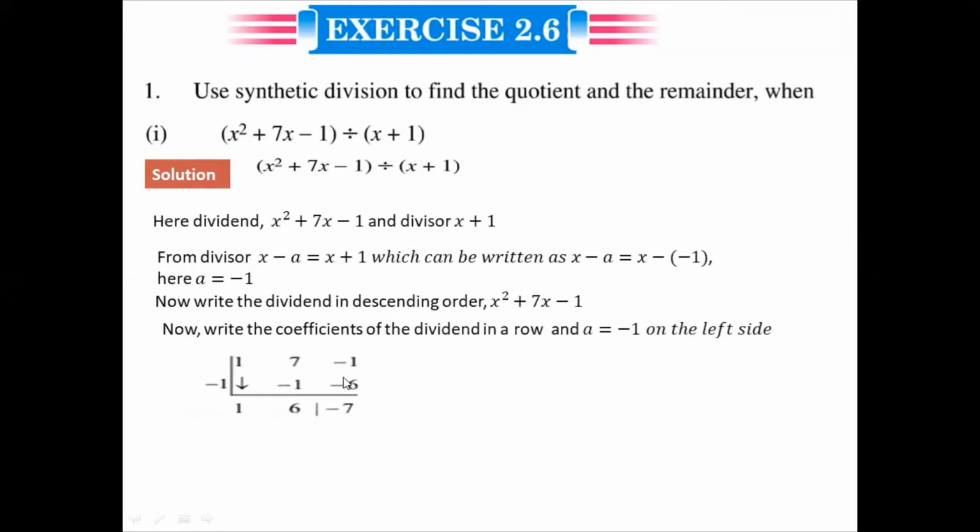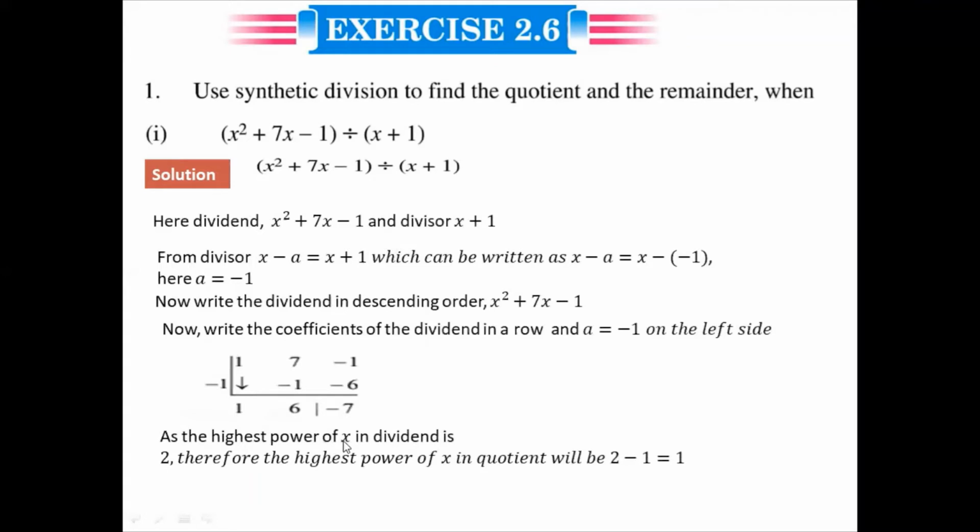That will be equal to minus 6, and we write this minus 6 under minus 1. Again, when we add these numbers, we have minus 7. So this will be the quotient, and this will be the remainder. How can we write the remainder?